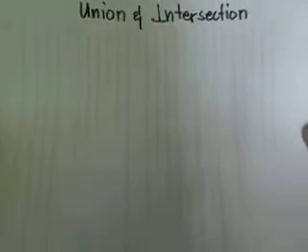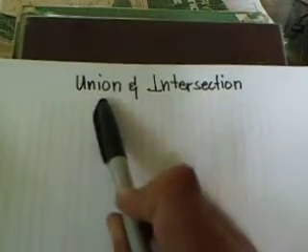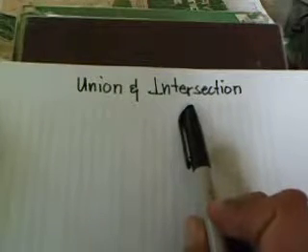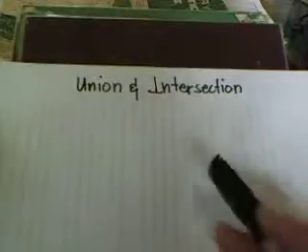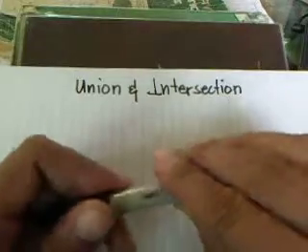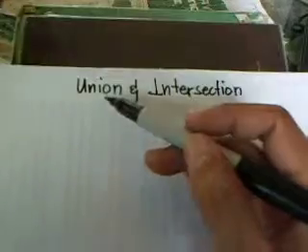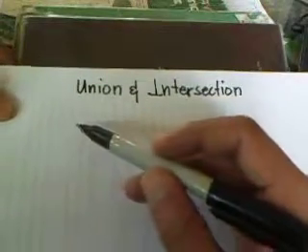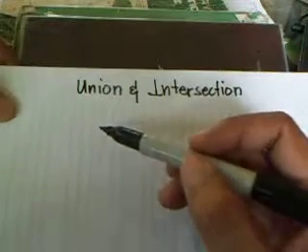Okay, so what we are going to discuss now is all about the union and the intersection of sets. So let us define first what is the union of sets. If you're going to identify the union, it is just basically the elements of A and B as one. So the union of sets A and B is denoted by this.